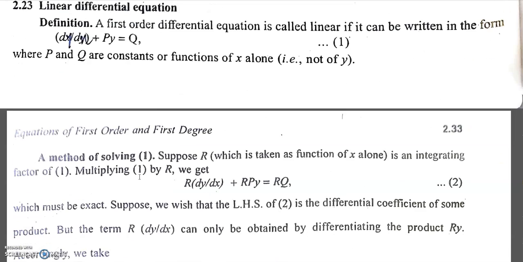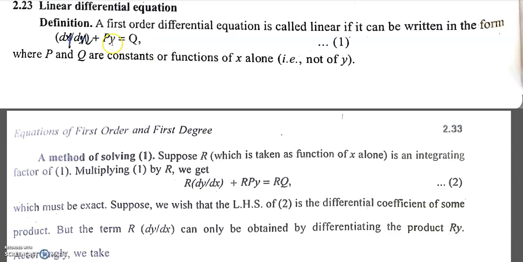Okay, let me check. Okay, dy/dx, right? dy/dx plus py equal to q, because y is our dependent variable. First one is the first order derivative, dy/dx, y with respect to x, plus py. Okay, so this is the most general way to write a first order differential equation: dy/dx plus py equal to q, where p and q are any constant or function of x alone.